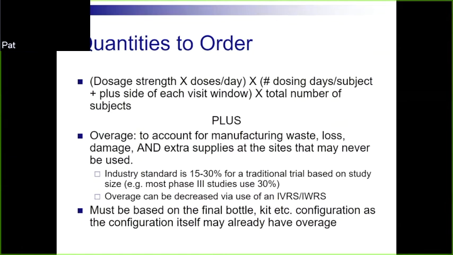So again, these types of things to keep in mind when you're determining the quantities to order. And then once you've identified what a subject is going to require at each dispensing visit, we also layer in about a 30% overage factor to account for kits that go unused at sites. And that's fairly common, and 30% is the standard overage allowance that we use for studies.